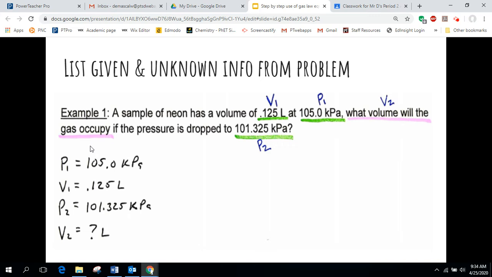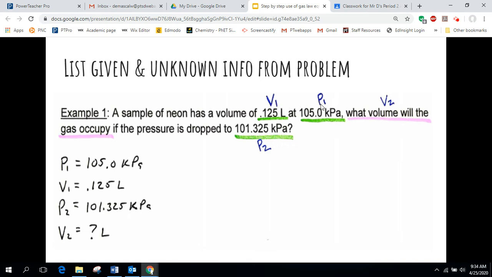You have a pressure and a volume. You have a second pressure, you're asked for a second volume. Notice how these 2 are tied together. It's 0.125 liters at 105.0 kPa. This volume is at this pressure. This is one set of conditions. So we'll write that as volume 1, pressure 1.